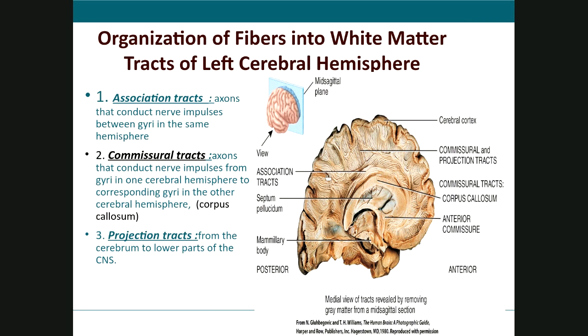The commissural tracts is the one you should know. The commissural tracts are white matter that connect the right and the left hemispheres together. And the important one that we will study is called the corpus callosum. So the corpus callosum is a commissural tract connecting the right and the left hemisphere. Projection tracts are tracts or white matter that can connect the cerebrum to lower parts of the central nervous system.